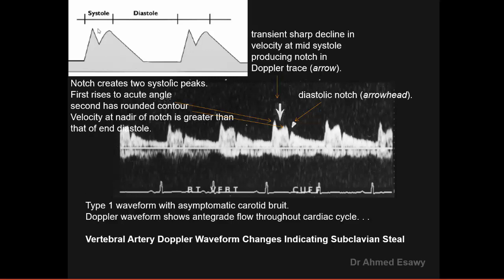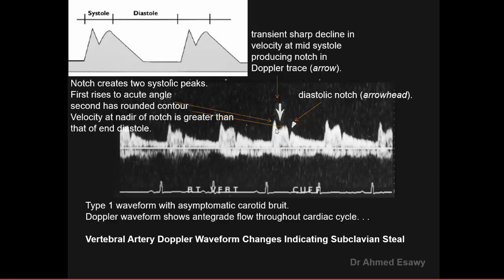We found in systole a transient sharp decline in velocity at mid-systole, producing a notch in the Doppler trace. The notch is created between two systolic peaks. The first rises to an acute angle. The second has a rounded contour. We have two systolic peaks: the first has an acute angle, the other has a rounded contour, with the notch present between the two systolic peaks.